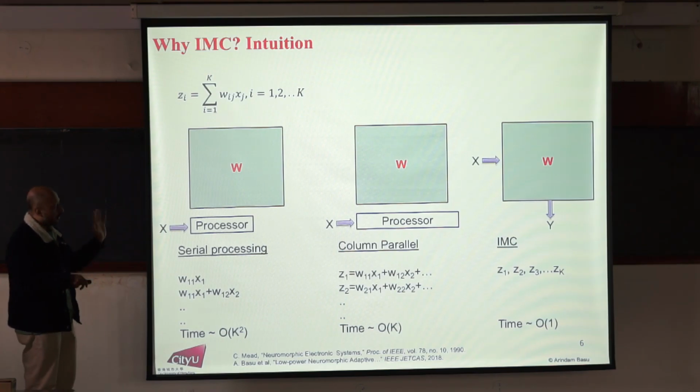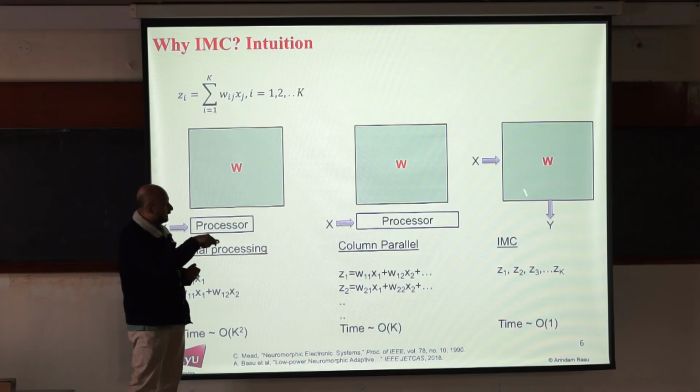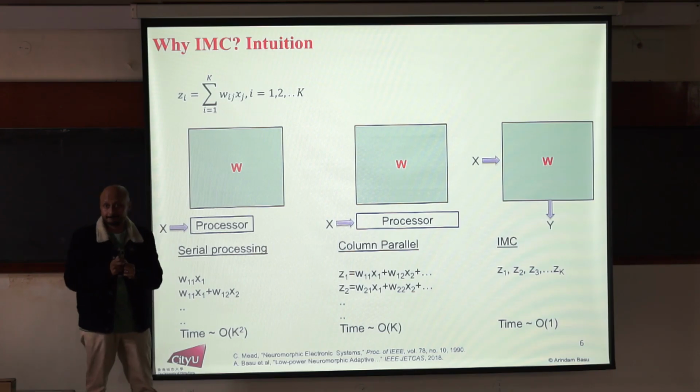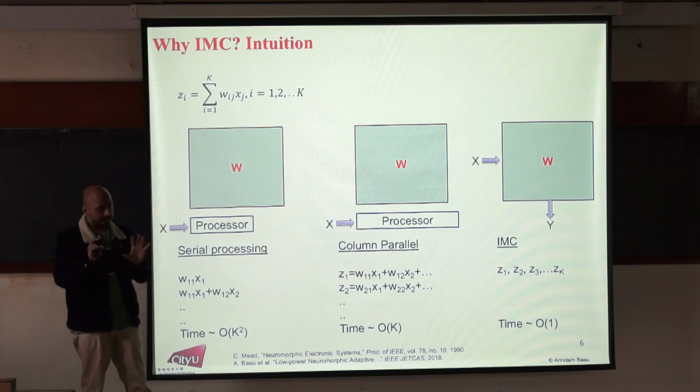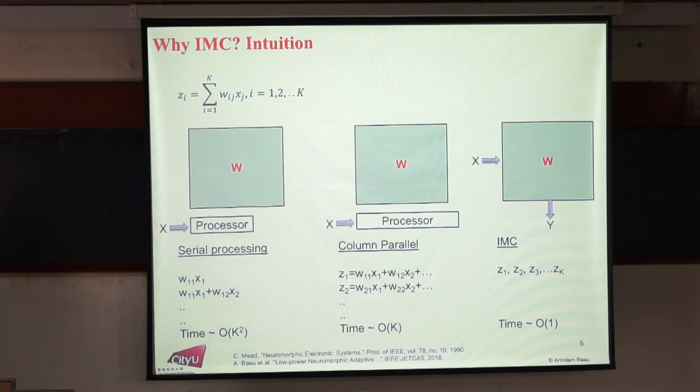Okay? Contrast what we are proposing here, what we're going to talk about. In-memory computing, the X is directly going to the memory. You don't have a processor. What you're reading out in parallel is Z1, Z2, Z3 till Zk. Time is order 1, sort of constant time. Okay, so clear the difference? So it can really help you in many cases.